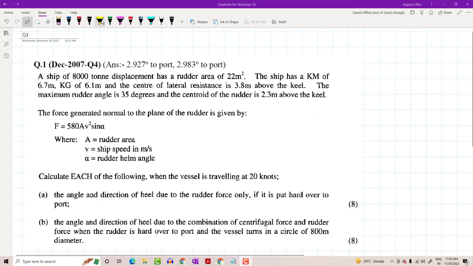Now the next question that we are going to study, question 1 of the December 2007 exam, question 4. Before going further, everyone give this heading of the question. After giving the heading, try to read this question minimum 2 times, guys. Everyone pause this video and try to read this question minimum 2 times.